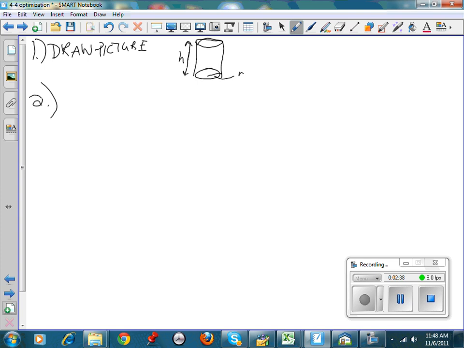Well, I know my volume. What's my volume of this can? So the volume is equal to what? Well, it's going to be the base area, which would be pi r squared, times h, and that's going to be fixed, right? This is going to be a fixed constant, i.e. 12 ounces.